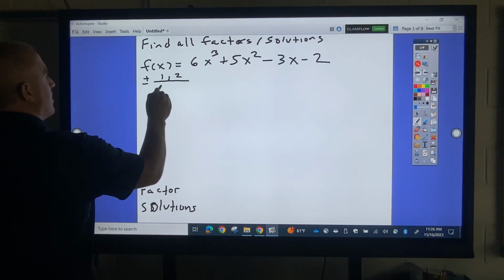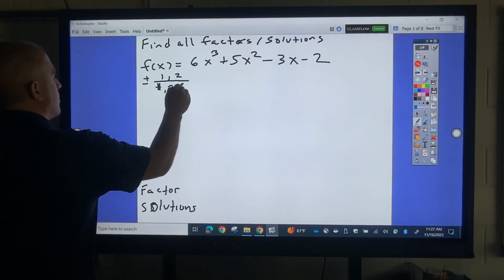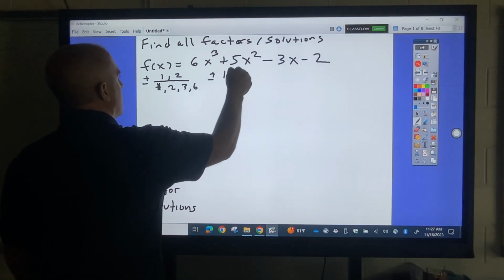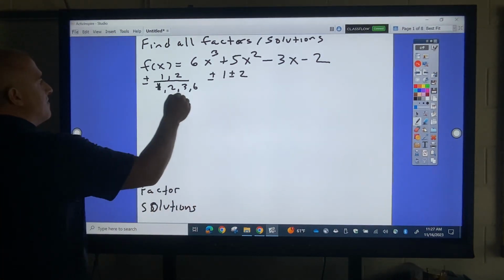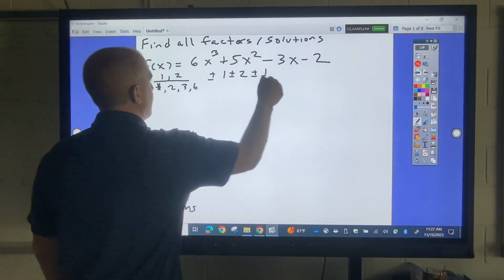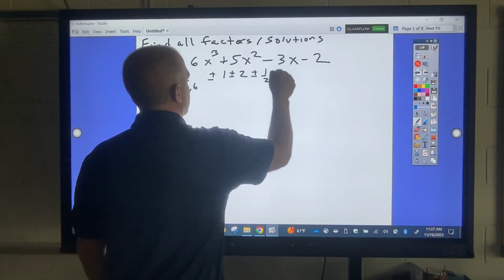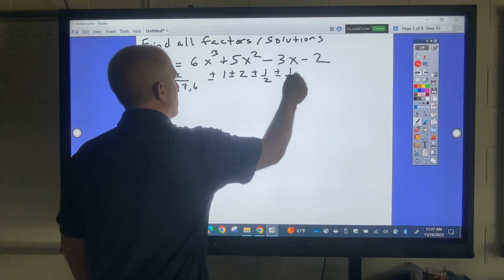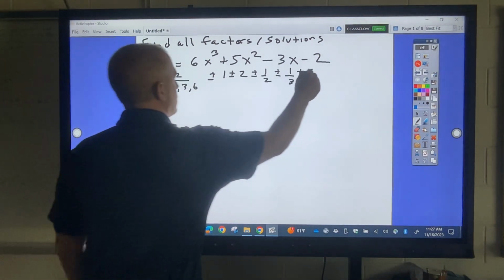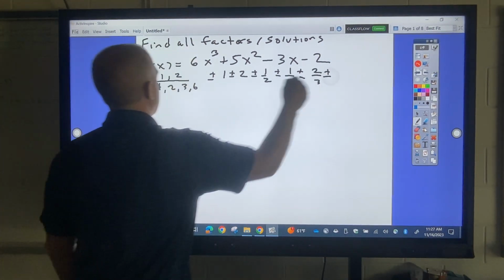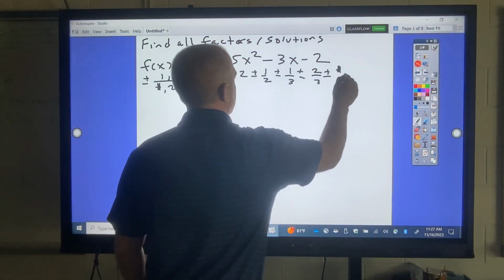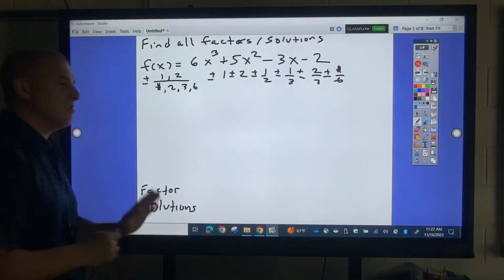Factors of 2 are 1 and 2. Factors of 6 are 1, 2, 3, 6. So that's plus or minus 1 divided by 1 is 1, 2 divided by 1 is 2, 1 divided by 2 is a half, 2 divided by 2 is 1, 1 divided by 3 is 1/3, 2 divided by 3 is 2/3, 1 divided by 6 is 1/6, 2 divided by 6 is 1/3. So here are your possibilities.